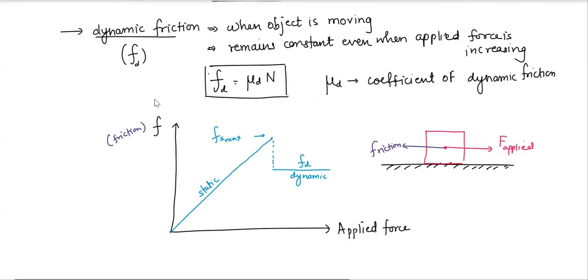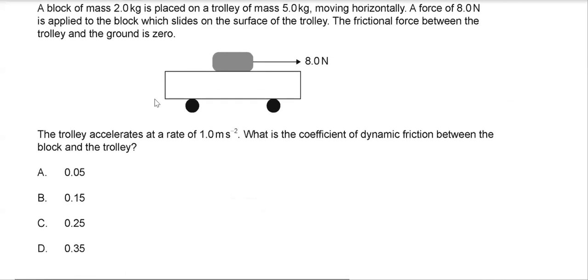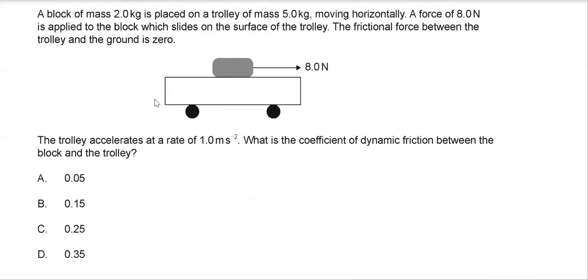We can plot this in a graph of friction versus applied force on the object. Let's say the block is sliding because of the applied force. You can see that until it crosses the maximum static friction, the object will remain stationary. Once it starts moving, the dynamic friction is slightly lesser than the maximum static friction because of the inertia. Now we can apply this concept in this particular problem.